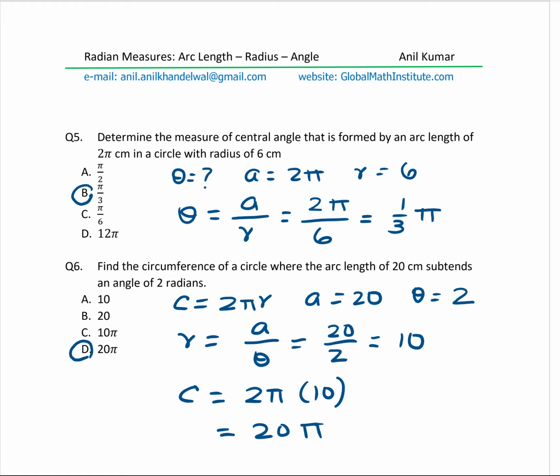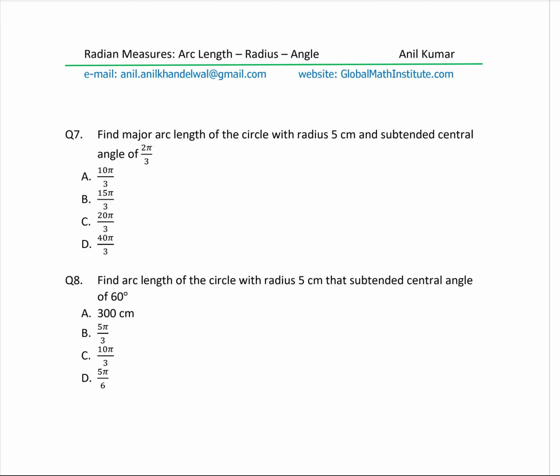So now we are getting into questions which will involve more than one step. Let's see what is example 7 and 8. So questions for you. Question number 7. Find major arc length of a circle with radius 3 centimeter and subtended angle of 2 pi by 3. So we might need some explanation for this, right? So let me first sketch the diagram, and then we will try to understand what is required.